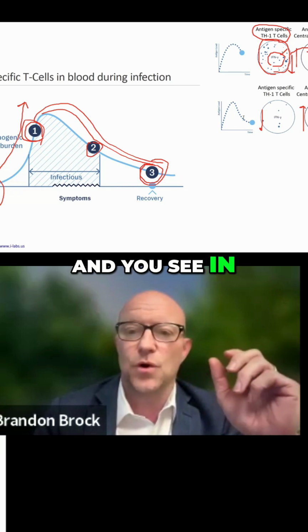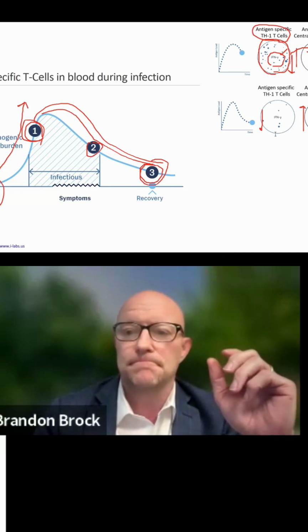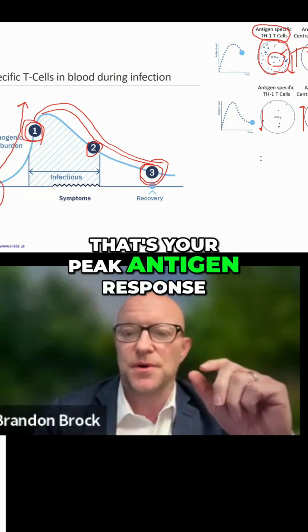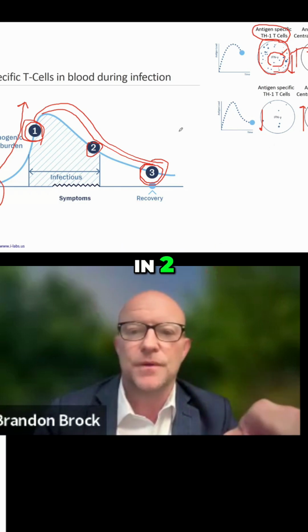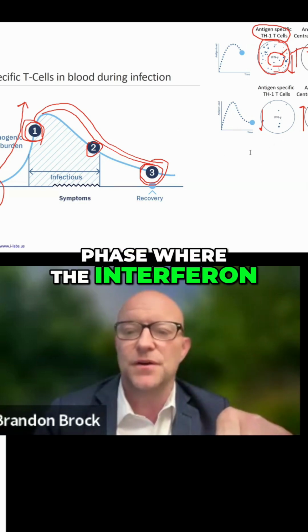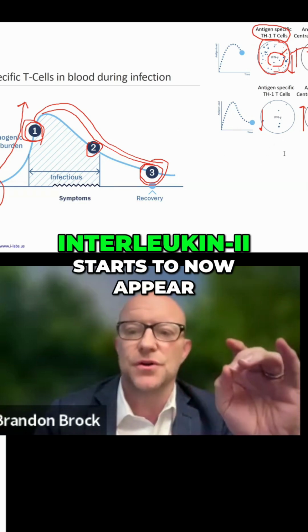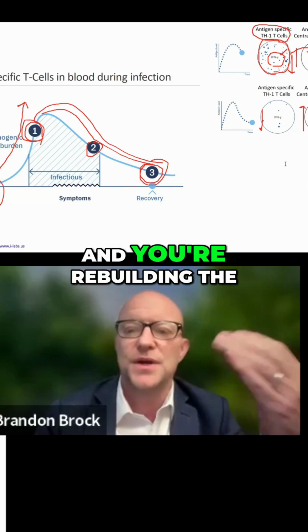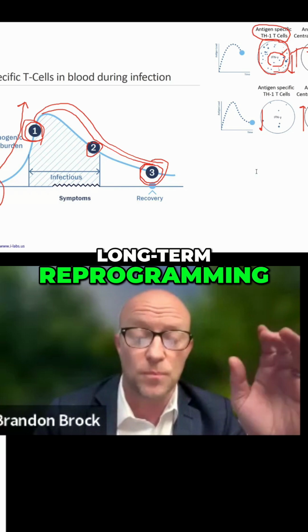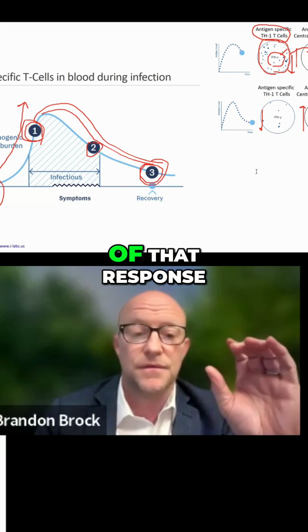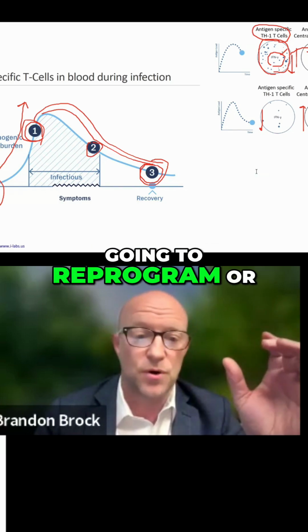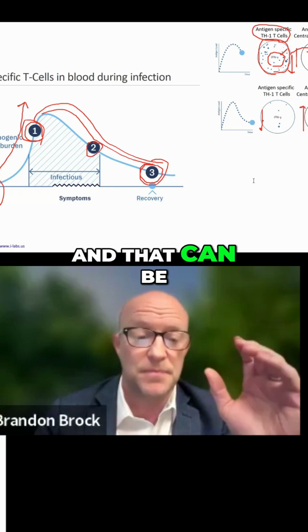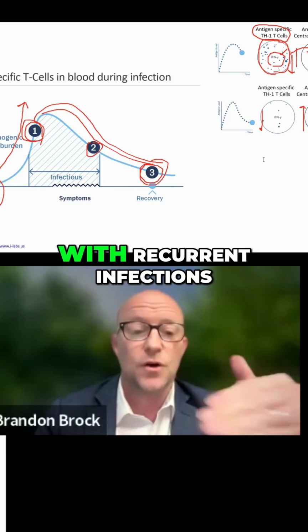And you see in row one here, that's your peak antigen response. And then you see in two, the decline phase where the interferon gamma is decreasing. Interleukin-2 starts to now appear. And this is your frontline effector function, and you're rebuilding the long-term programming of that response. And so you're either going to reprogram or you're really not. And that can be a big glitch in people that keep dealing with recurrent infections.